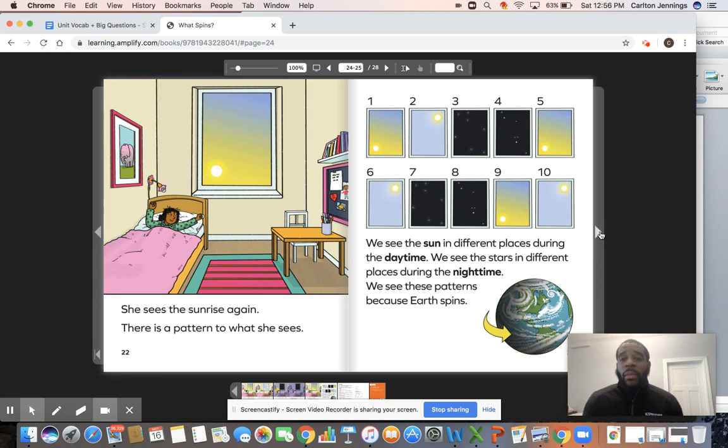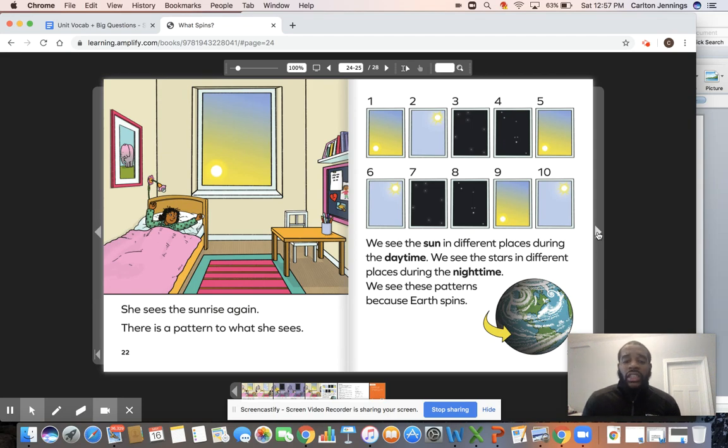So she sees morning, lunchtime, nighttime, morning, lunchtime, nighttime, and even later at night. And then the pattern goes over and over again. So when she sees the morning at number 9, then she sees lunchtime at 10. What do you think she'll see next? The nighttime. Exactly. We see the sun in different places during the daytime.